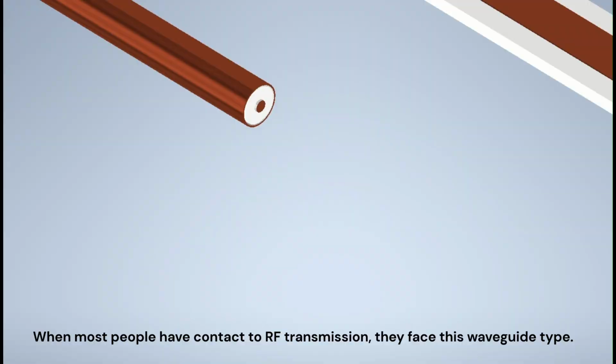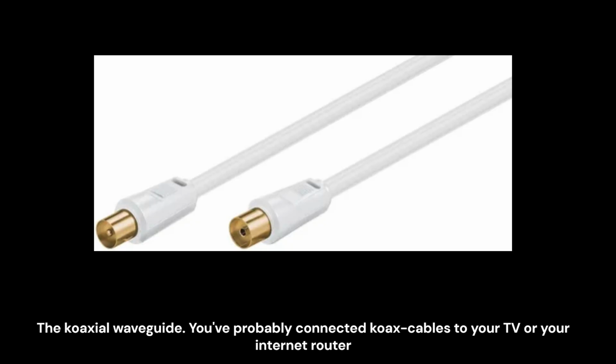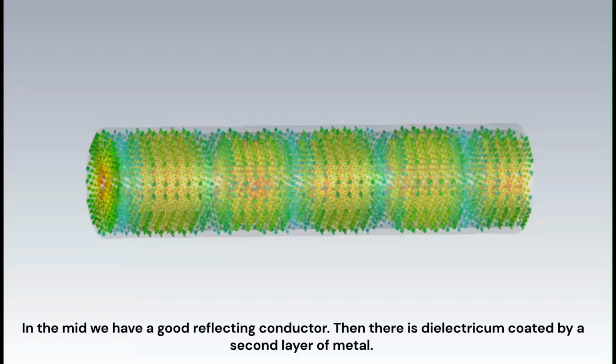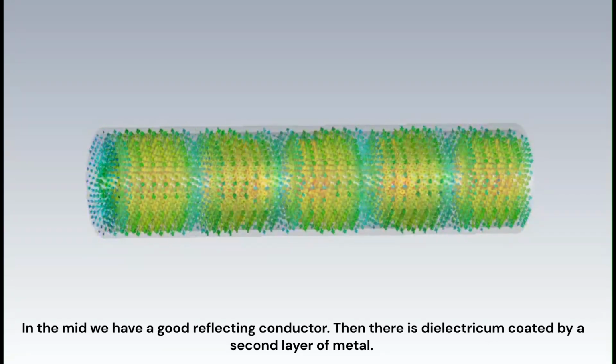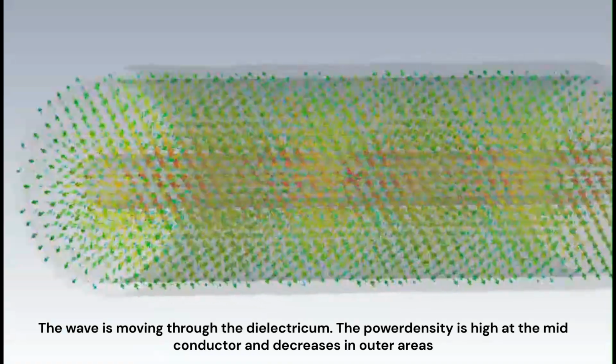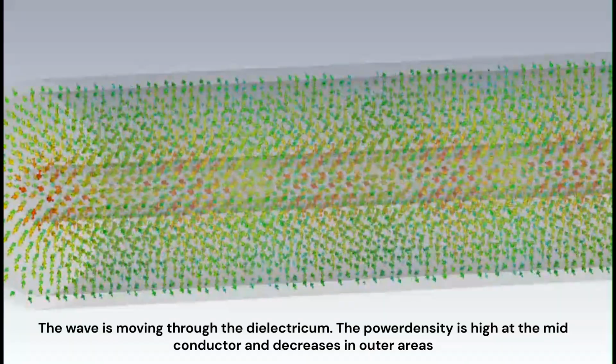When most people have contact with RF transmission, they face this waveguide type, the coaxial waveguide. You've probably connected coax cables to your TV or your internet router. In the middle, we have a good reflecting conductor. Then there is dielectricum, coated by a second layer of metal. The wave is moving through the dielectricum. The power density is high at the middle conductor and decreases in outer areas.